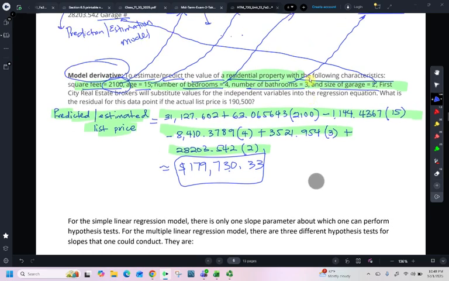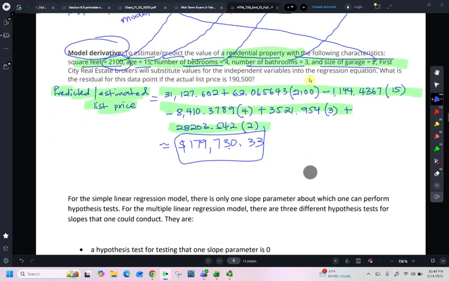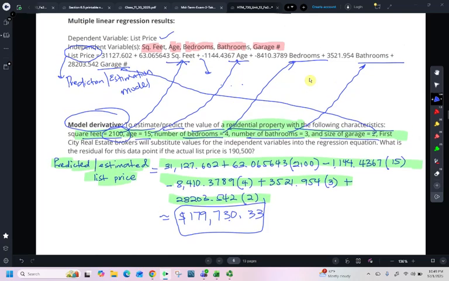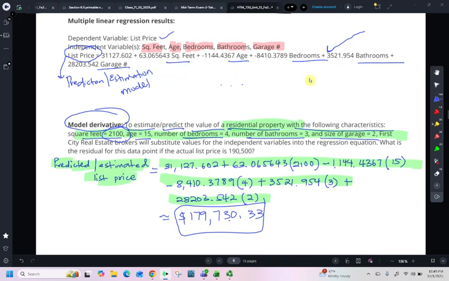Okay, something very important for us to note is that you see, for this prediction equation or model, each of the independent variables has a coefficient. So for square feet, the coefficient is this value. For age, you have negative 114.4367. For bedrooms, you have negative, and also bathrooms, you have positive, and for garage number, we have positive.